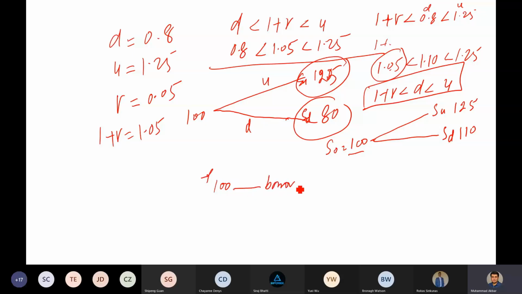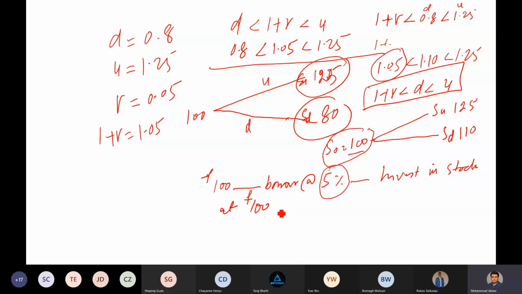I will borrow at 5% from the bank and invest in stock at 100. So I will buy the share of this company for 100. The interest rate is 5%. What will happen? In future, the stock price will either go to 110 or 125. If it goes to 110, I will sell it for 100. I'll realize 100 pounds, and I'll pay back the bank loan. Plus, if there is a 5% interest, even if I deduct that, I will still get 5 pounds.